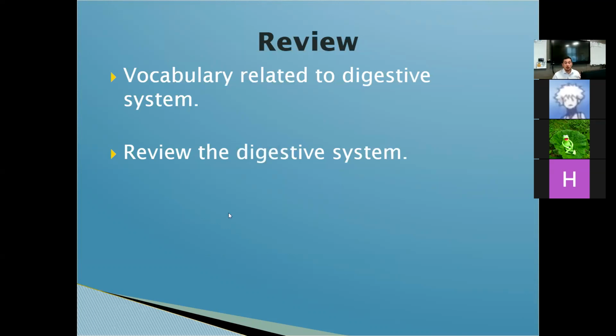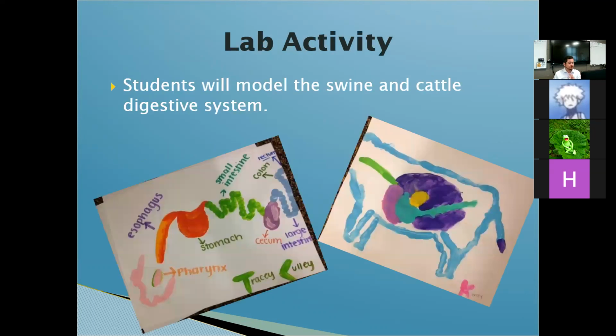So to review, we went through our 5 vocabulary words that are related to the digestive system. We talked about nutrients, nutrition, the gastrointestinal tract, and then ruminant and non-ruminant digestion. Those were our 5 vocabulary words for today. And we reviewed how the digestive system works.